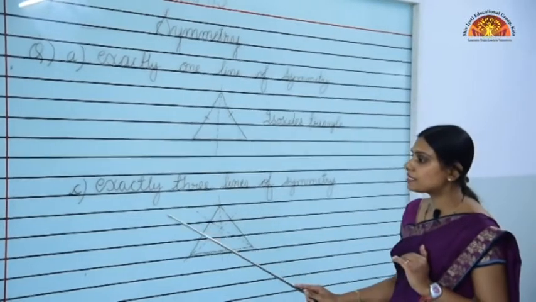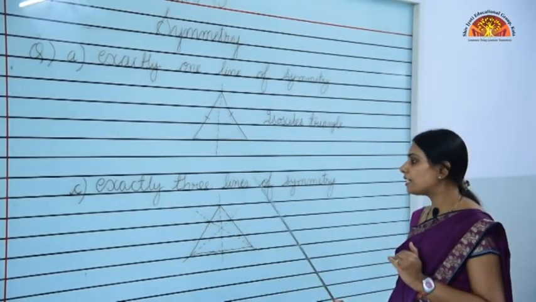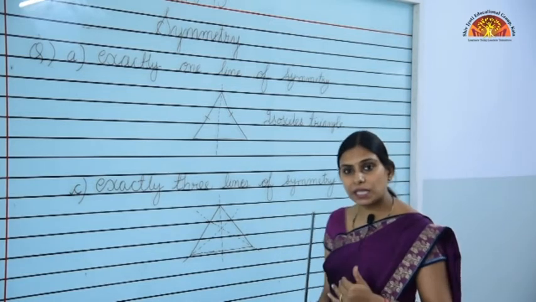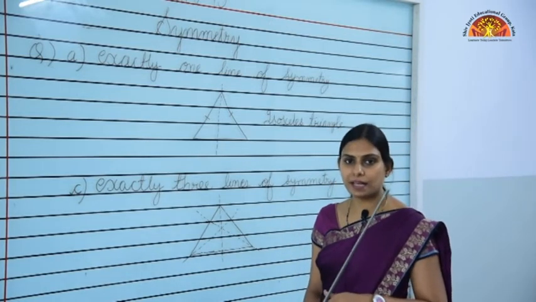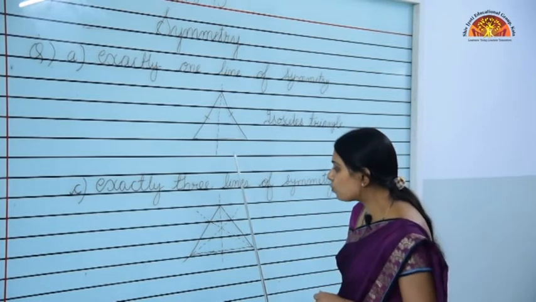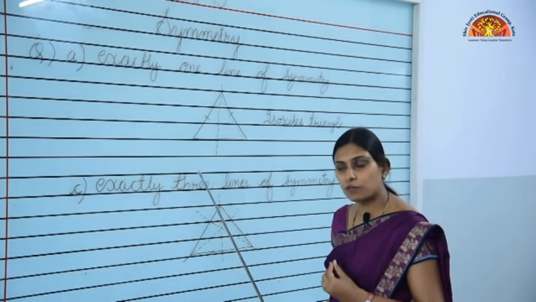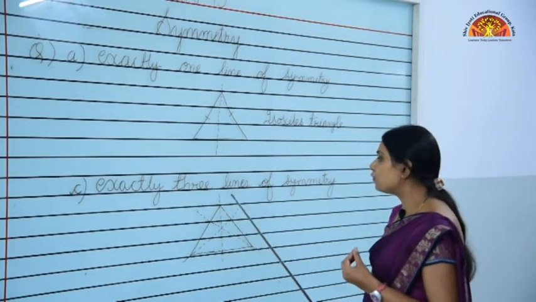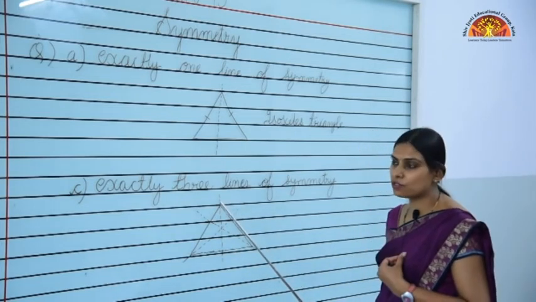If we consider the C part, exactly 3 lines of symmetry. As you know children, in the case of an equilateral triangle, all the 3 sides are equal. So there are 3 lines of symmetry from the 3 vertices. So an equilateral triangle is a triangle in which there are exactly 3 lines of symmetry.